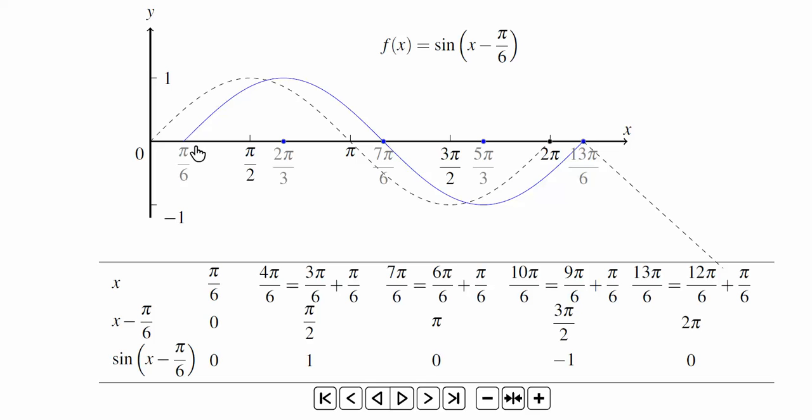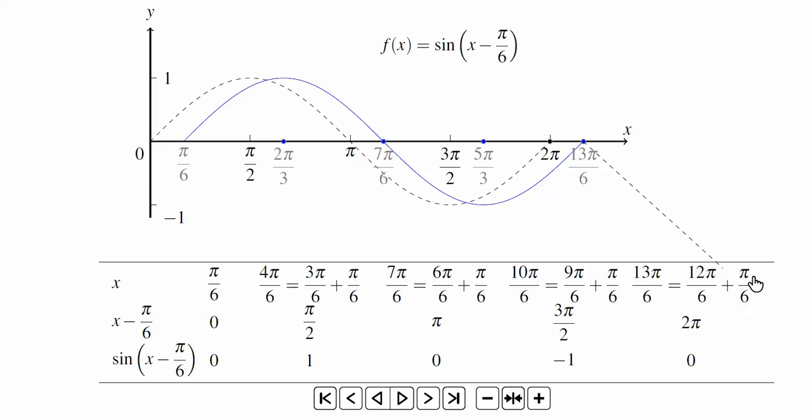So I have checked this point and this point. I have checked 2 key points. You may enjoy checking this point and this point, and then you will see the graph is actually shifted pi over 6 in the positive direction, which means to the right. For example, this one is quite easy to see. 13 pi over 6 minus pi over 6 gives you 12 pi over 6, which is 2 pi. Then sine 2 pi, this big quantity, gives you 0.